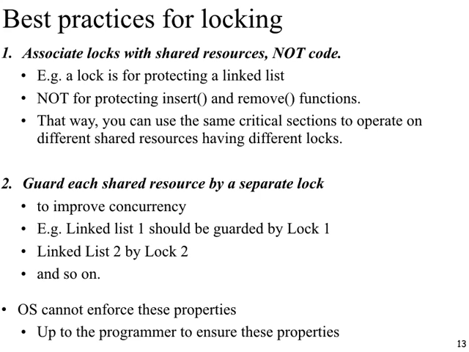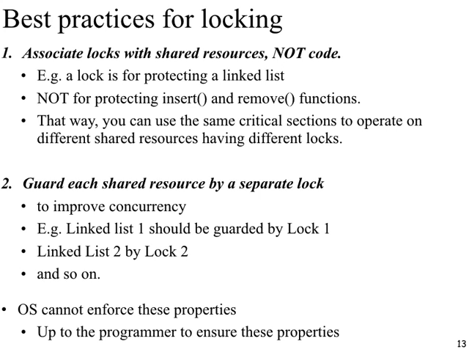In general, there are a couple of best practices for locking. The first is to associate locks with shared resources rather than code. A common mistake that many programmers make is that they would associate locks with pieces of code or critical sections rather than the resource itself. So, for example, if some code is manipulating a linked list, then you would want to acquire a lock on the linked list, not on the function that inserts or removes objects from the linked list.